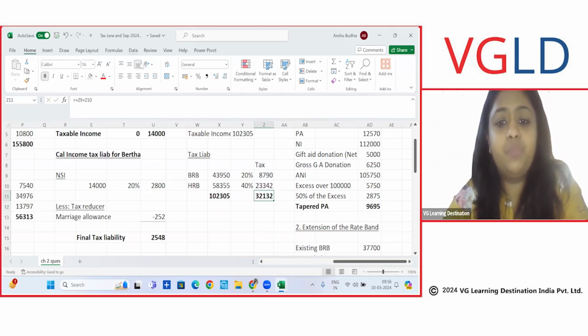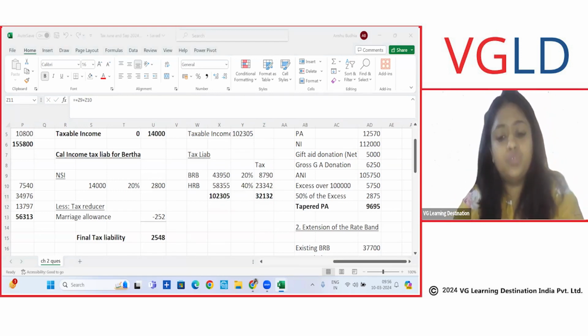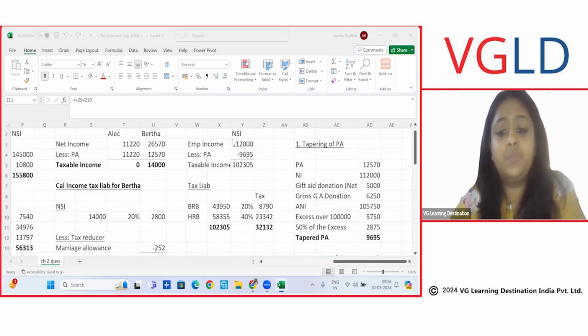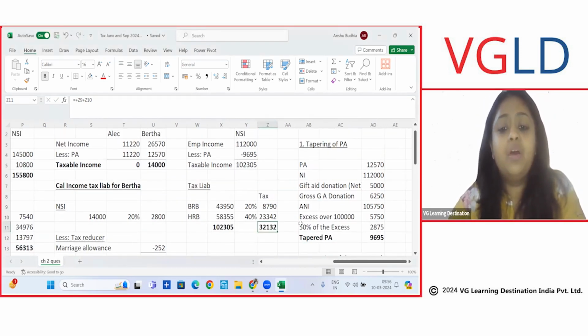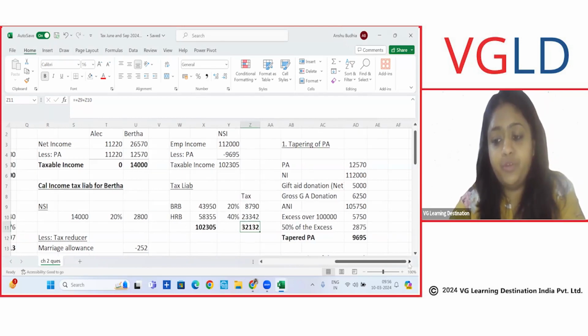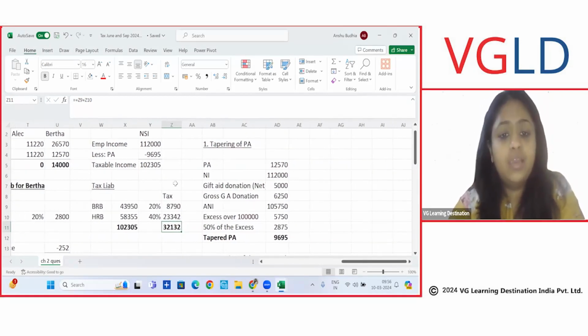Who got it correct? So Deepika and Nikita got it correct. Now, those who got it wrong, I suppose now you know where you went wrong. But I'll explain it again. First step, how do we calculate tapered PA? For that, I need to calculate ANI. Net income is given to you 1,12,000.